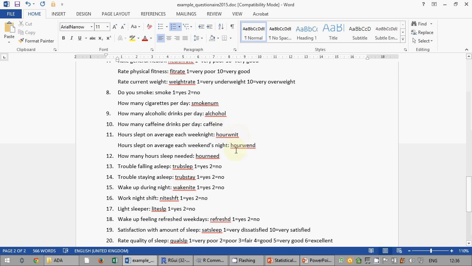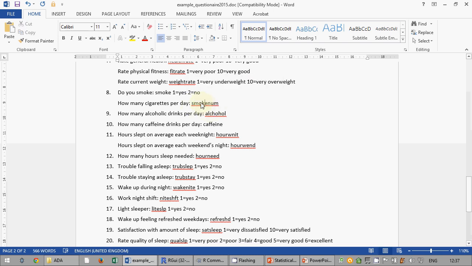The variables here are designed to stay within 8 characters. Old computer programs did not allow more than 8 characters. These are 10 characters. However, old computer programs allowed only a short variable name.